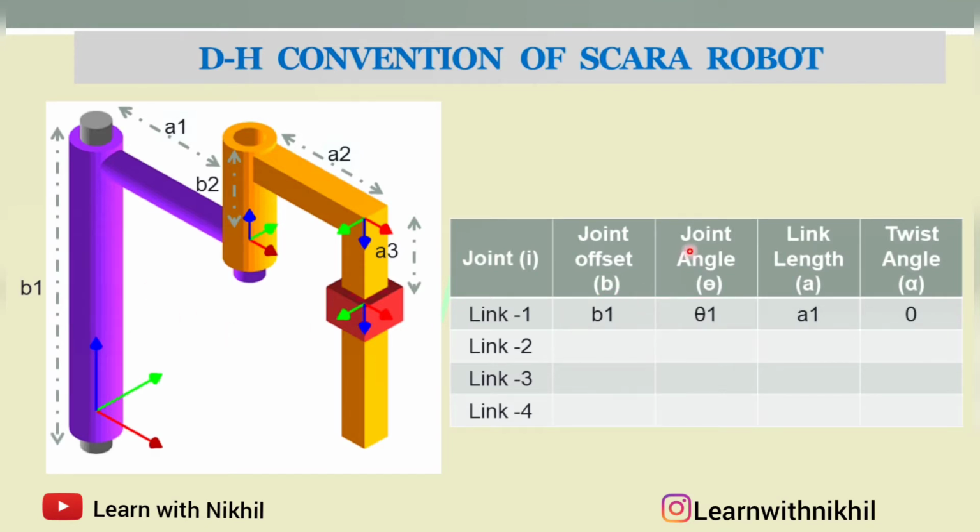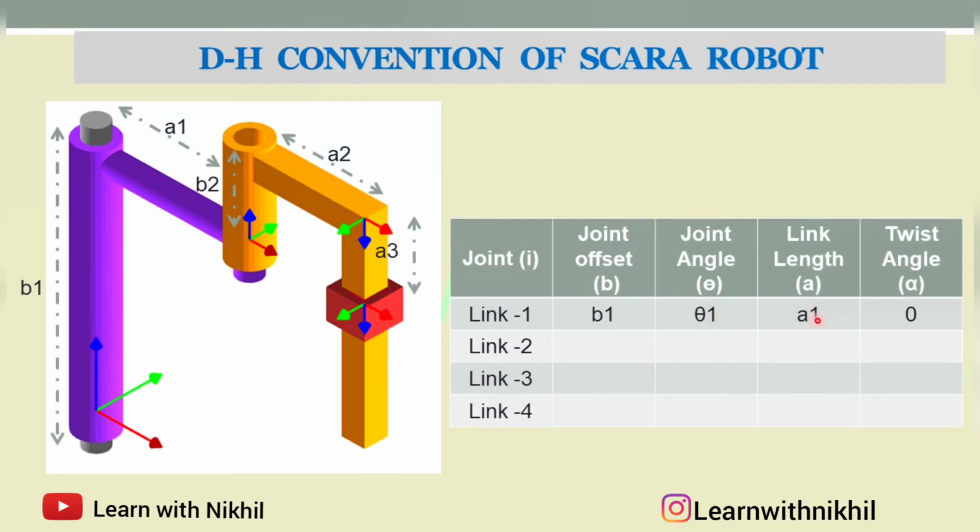Next, for finding the joint angle theta, you have to see the x-axis. This x-axis is parallel with this x-axis. So if I have to find the DH parameter for this position, as both are parallel to each other and parallel to this link also, the joint angle theta for this particular position will be 0. But as it's a rotary joint, the joint angle theta is variable as it will rotate. So we have written theta 1.